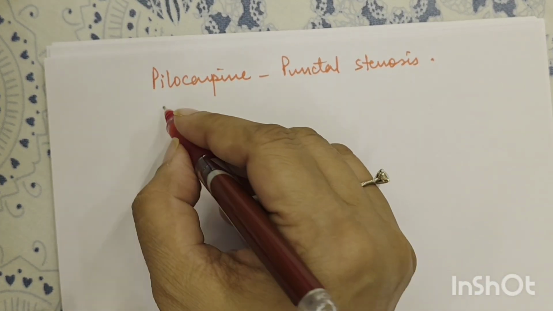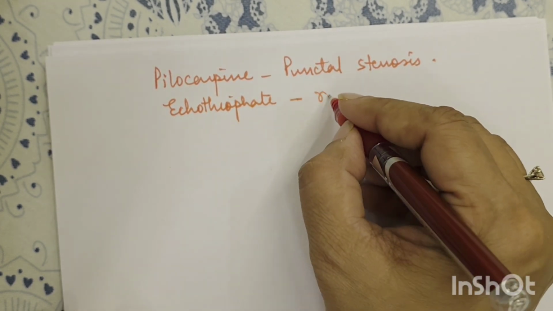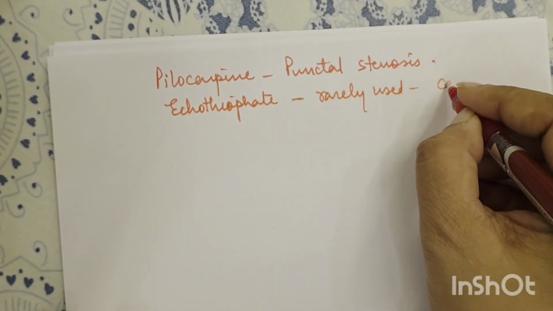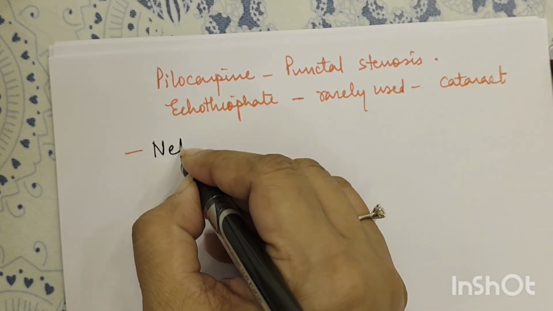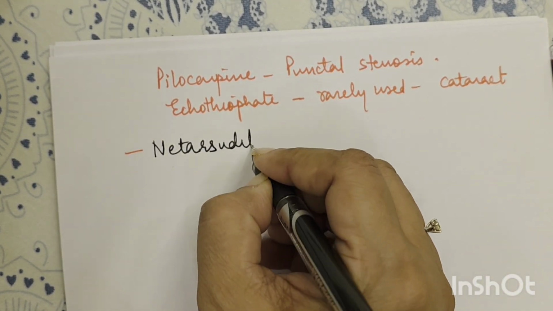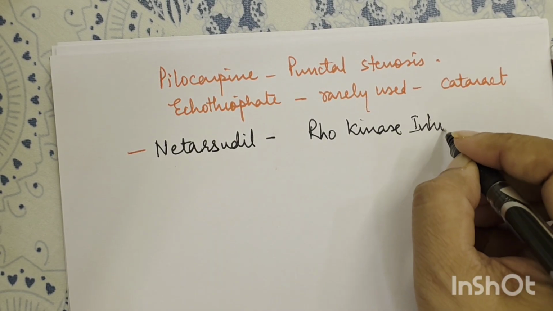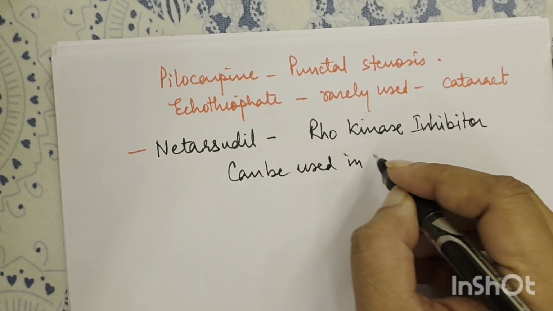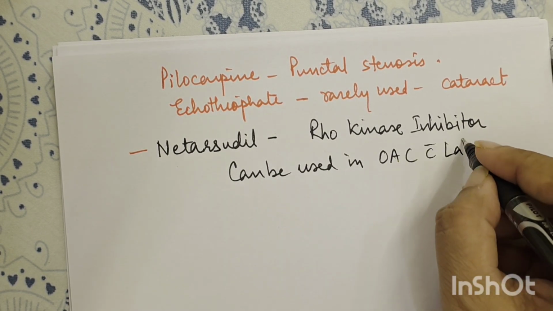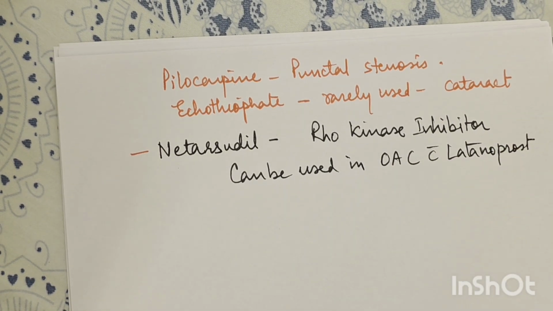Then ecothiopate is another drug, but it is rarely used now because it results in cataract. Then there's a new drug, Netarsudil. It is a Rho kinase inhibitor. It can be used in open angle glaucoma with latanoprost. So this is a new drug, Netarsudil.